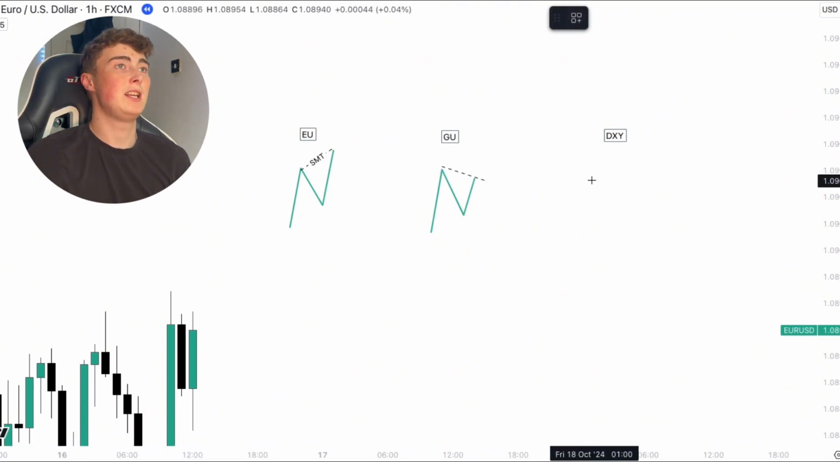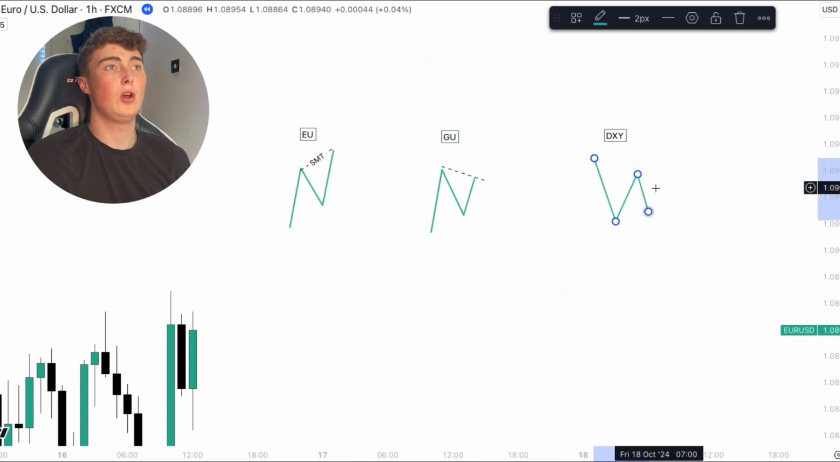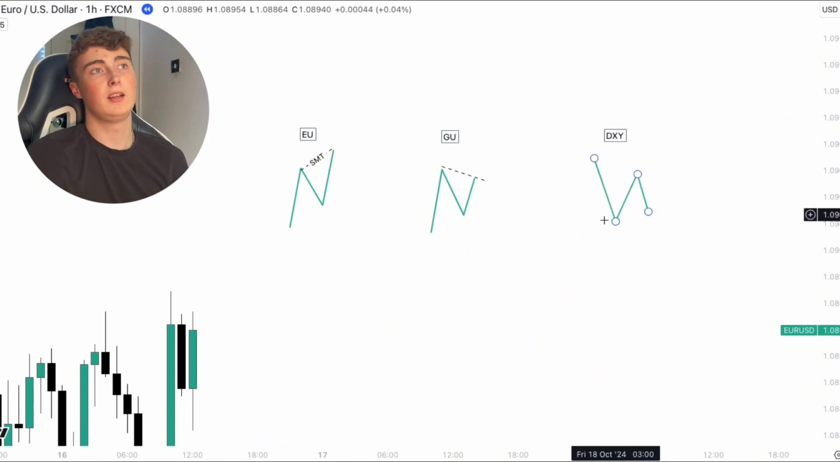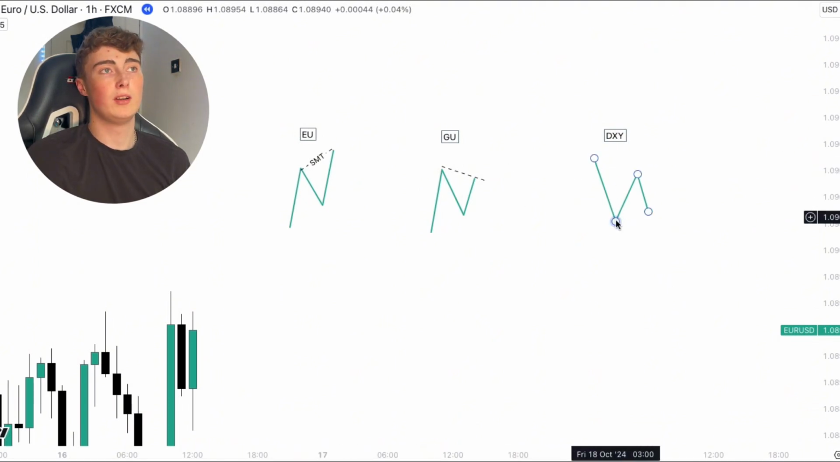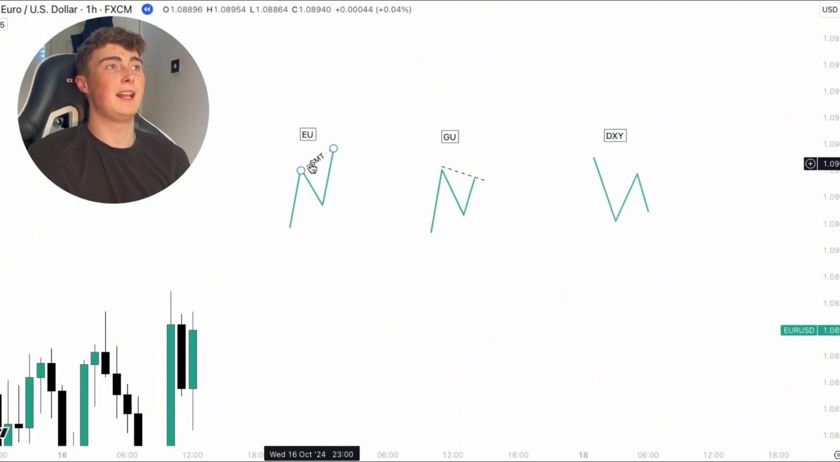And then potentially at the same time, we'll have the dollar index that fails to make a new low, right? Because it's oppositely correlated, this low would correlate with this high here. So if the dollar index fails to make a low and that same high gets taken by EU, then that is SMT divergence with the dollar index as well, right?